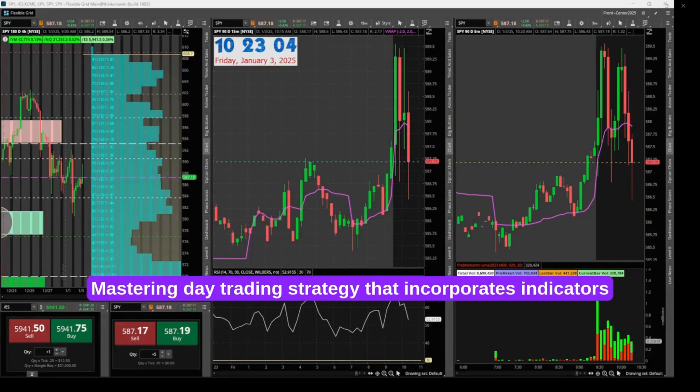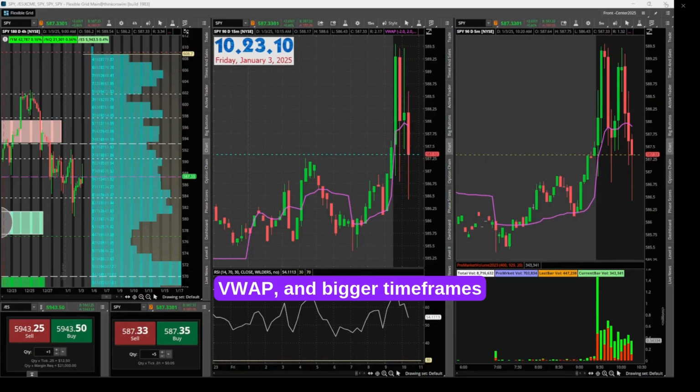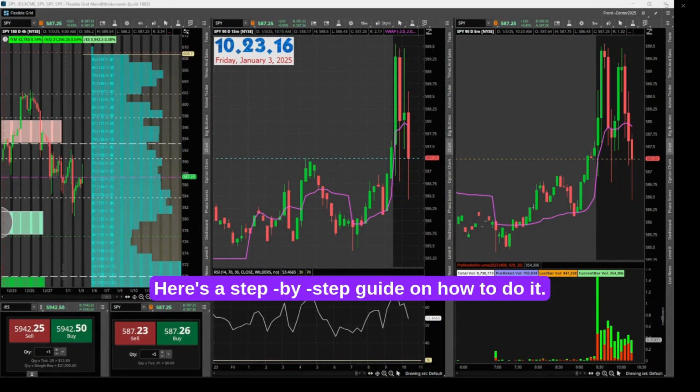Mastering a day trading strategy that incorporates indicators like relative strength index, RSI, volume-weighted average price, VWAP, and bigger time frames requires a structured approach and thorough practice. Here's a step-by-step guide on how to do it.